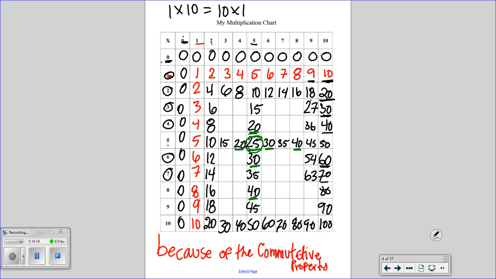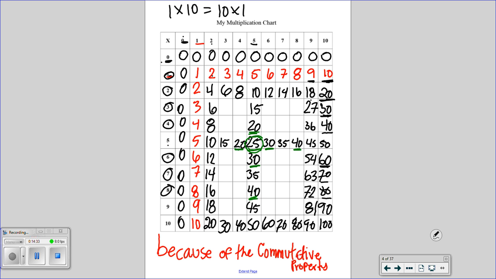9 times 8, well, 10 times 8 is 80, subtract 8. A group of 8 is going to leave me with 72. 9 times 9 is 81.